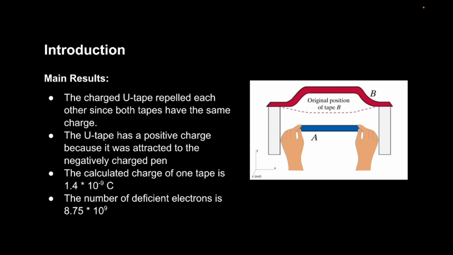So the main results from this lab are that the charged U-tapes repelled each other since both tapes had the same charge. The U-tapes have a positive charge because they were attracted to a negatively charged pen, and the calculated charge for one tape is 1.4 times 10 to the negative 9 coulombs, and the number of deficient electrons is 8.75 times 10 to the 9.